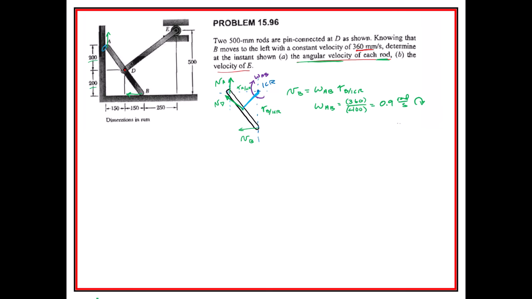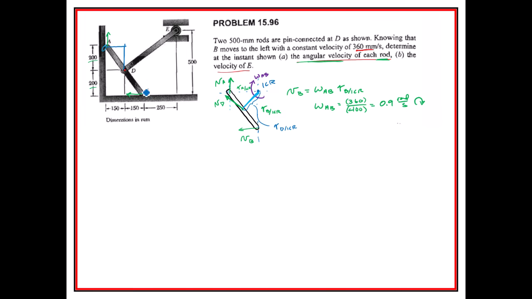We need to find this dimension right here, which is RD with respect to ICR. So the velocity, that's going to be from our, okay, yes, we can find that because we know this distance and that distance, right?